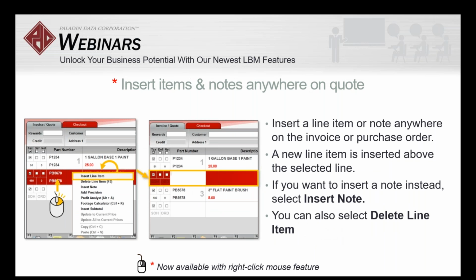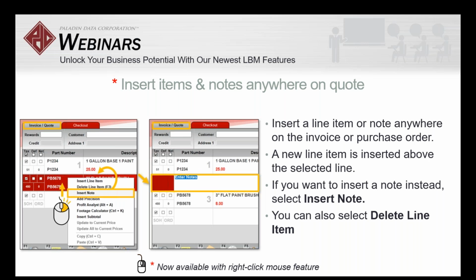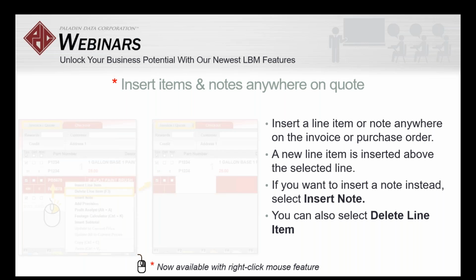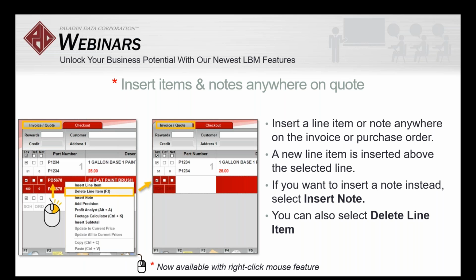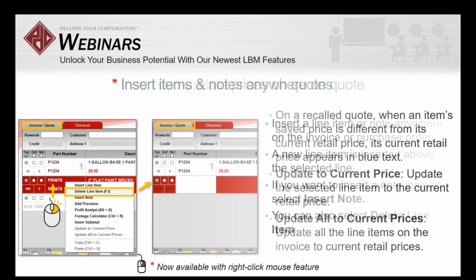All right, inserting notes anywhere on the quote, as well as items anywhere on the quote. So you can click on any line item, right-click, hit Insert Line, and enter a new item. You can also right-click any line and do Insert Note, and it'll put it right there. What's useful about this is, before, when you insert a note, it always went to the bottom. Now you can put a note on the very top line or anywhere in between on the quote. Also, delete line is another feature in there. It's also the F3 key, as you know, but this is another way to do it.